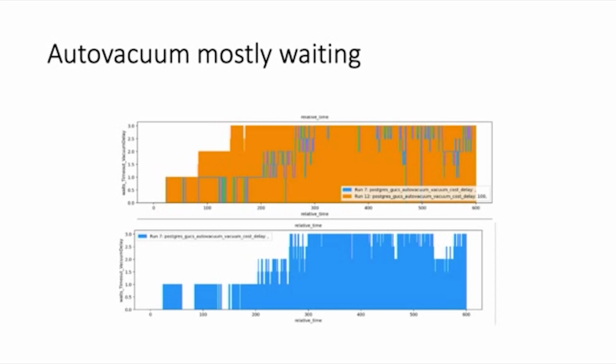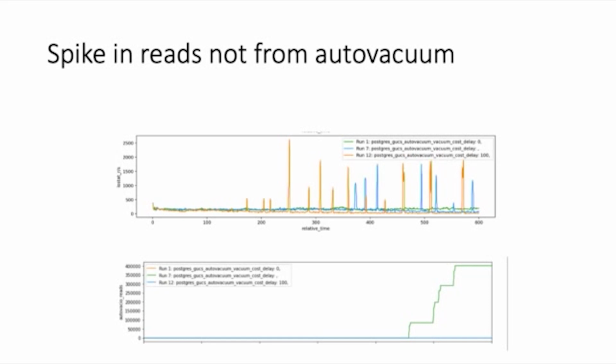I mean, not that similar, but 2 milliseconds is still not really short enough to avoid having the vacuum delay wait almost the whole time, or the second half. And so we have reads up here. This is with the auto vacuum cost delay set to 100. So we see some reads, and it's like, I wonder what those are.